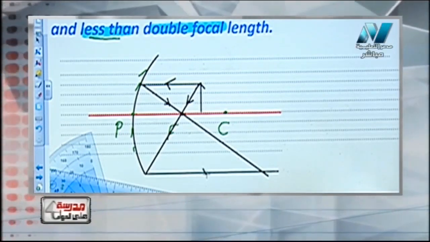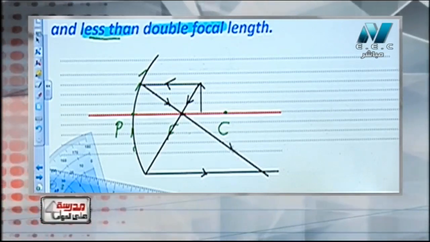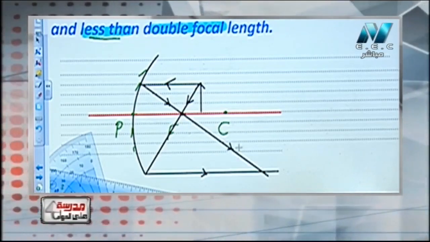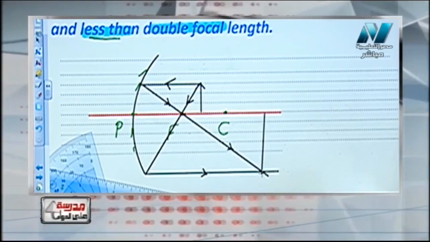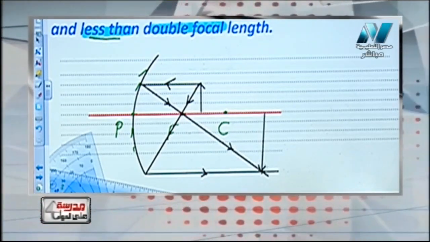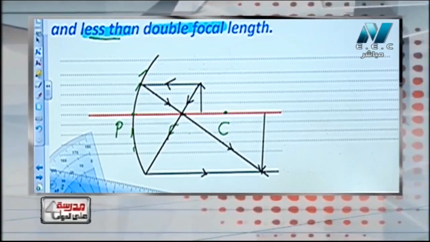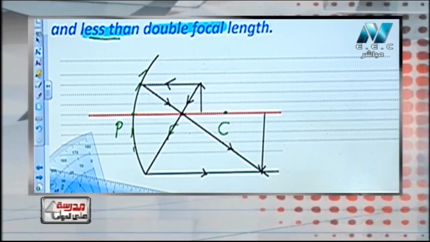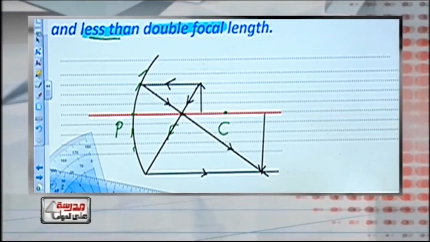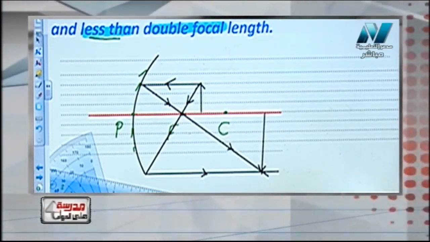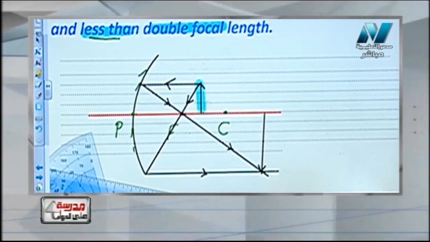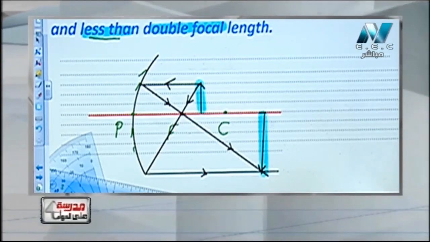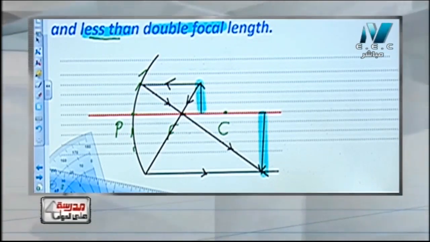At the point of intersection of the reflected light rays, we have the image. So the image is here now. If the object is at a distance more than the focal length but less than double the focal length, which means the object is between F and C, here the object is here and the image is here now.